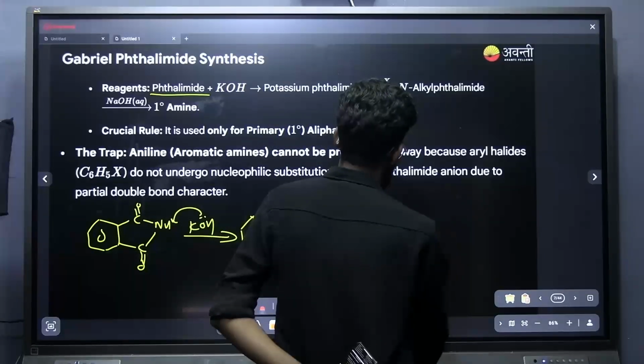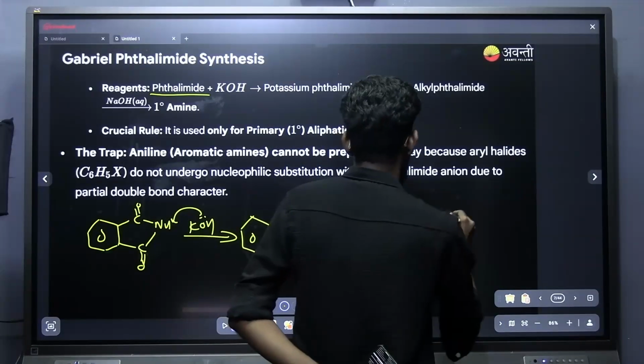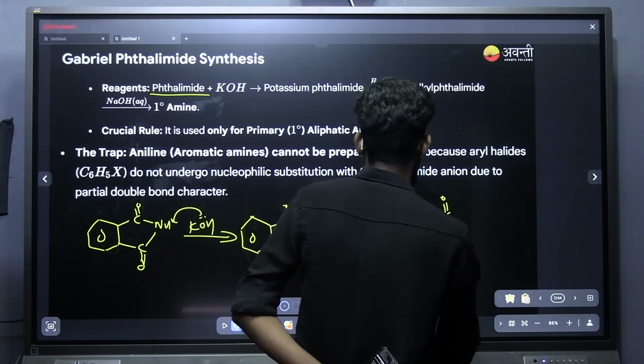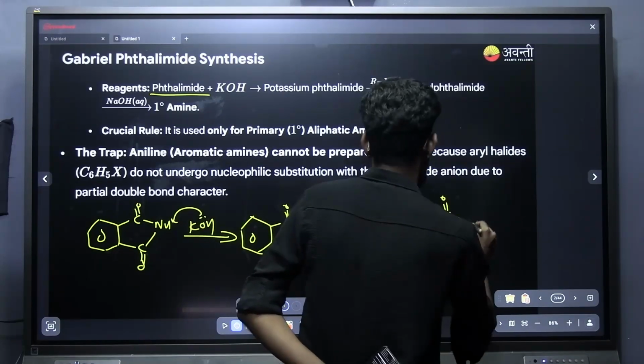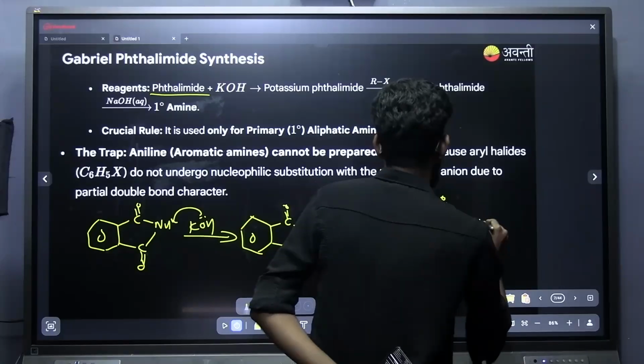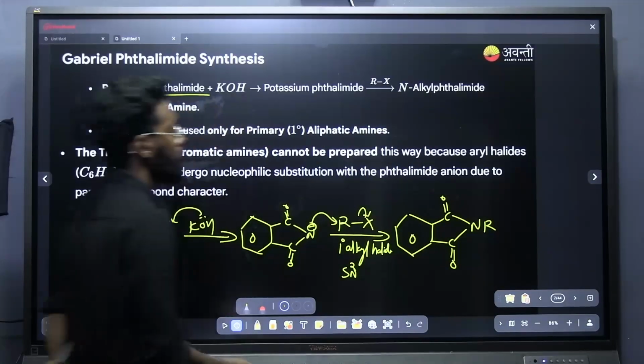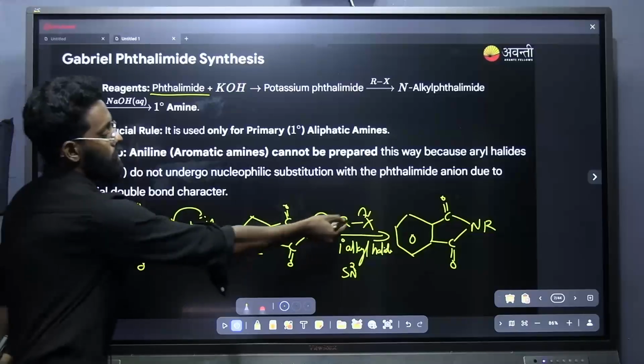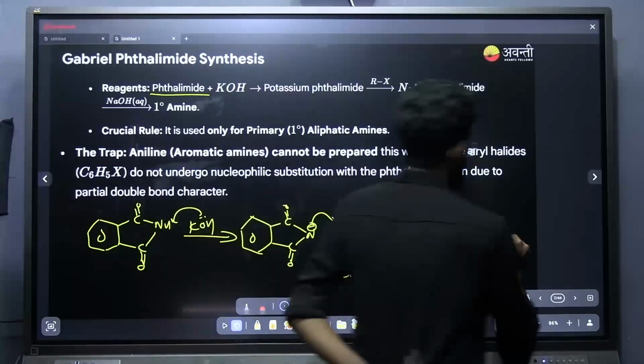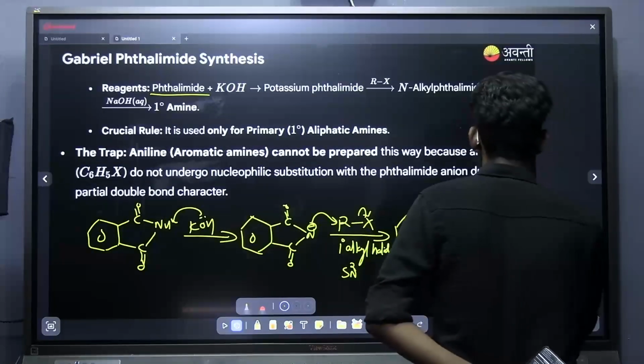Note down the product that I got here. N-R I will be getting. Now the anion will be attached with the alkyl group. Now lastly we will be treating it with NaOH.